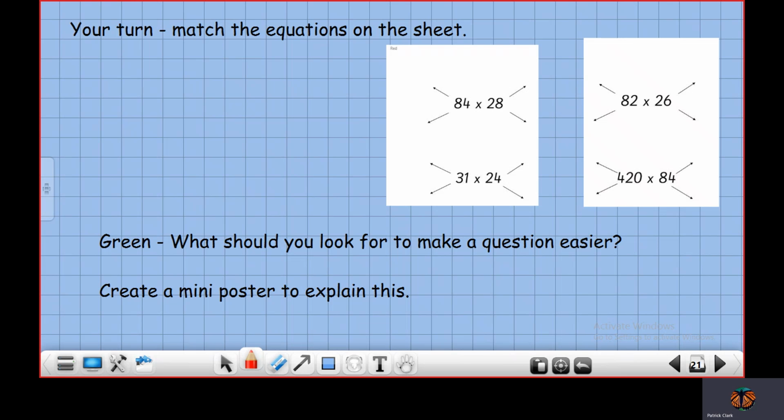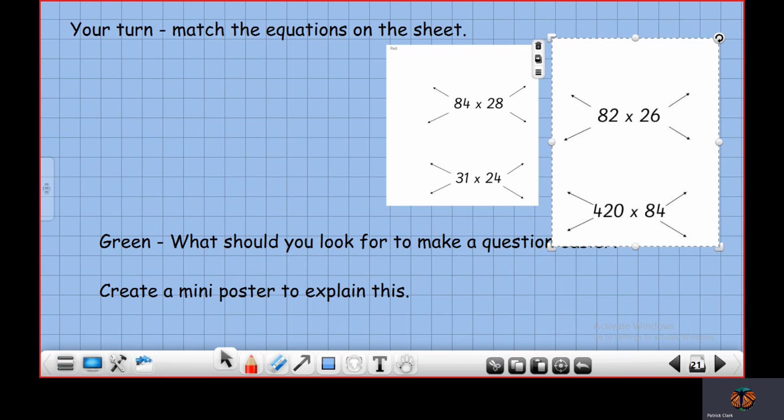Today, we're looking at you to create your own equations that are the same as the ones in the middle. If you are in yellow group today, you have some slightly bigger numbers. We have 82 times 26, which looks a lot like the red group if you notice. But then we have a 3-digit times 2-digit number.